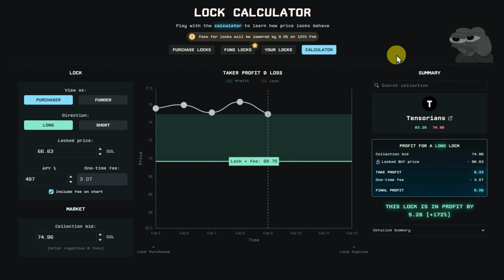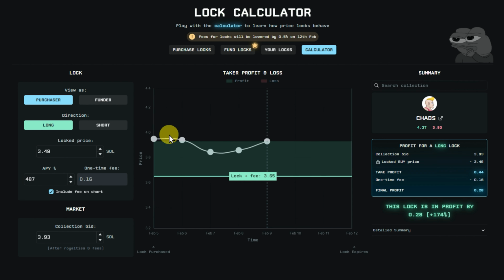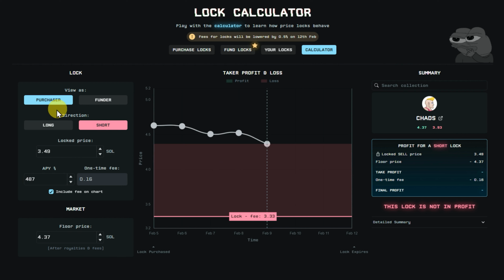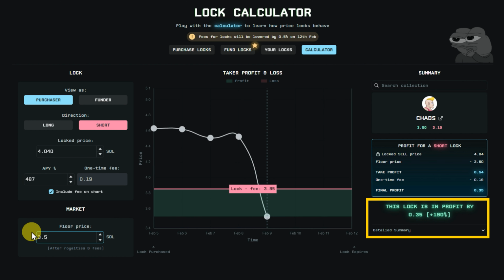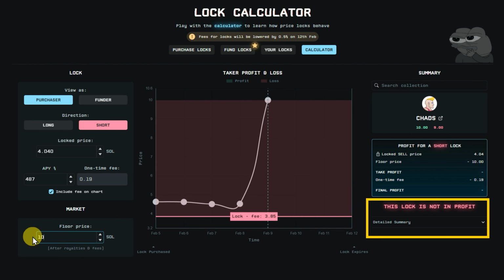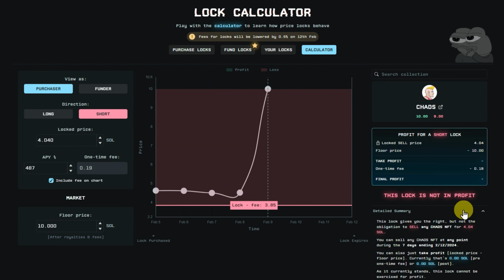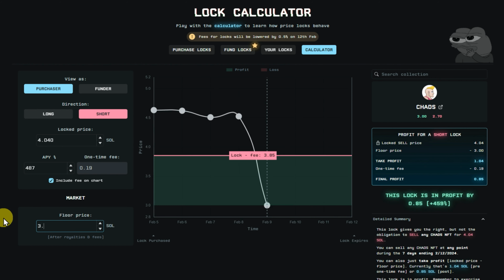If we have a quick look on the calculator, we can go and find Chads, and then we can just click on short. We're a purchaser. The locked price was 4.04, and this is the current floor price. So let's say this goes down to 3.5, then we're in the money. If all of a sudden this goes up to like 10, then this lock is not in profit. And therefore, all we're going to lose is 0.19 SOL. Let's be more realistic though, and let's say it's 3.8.